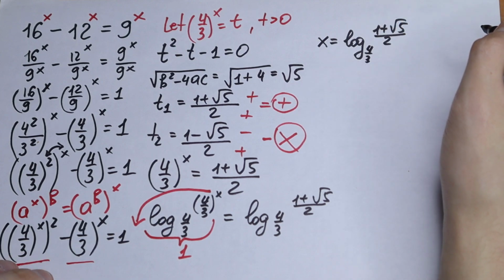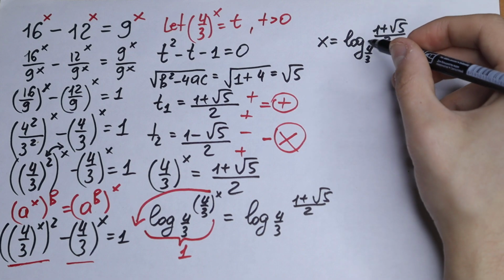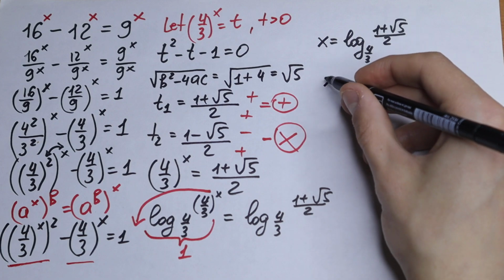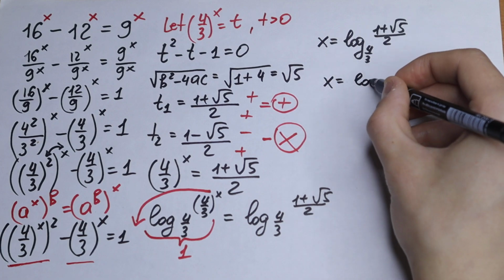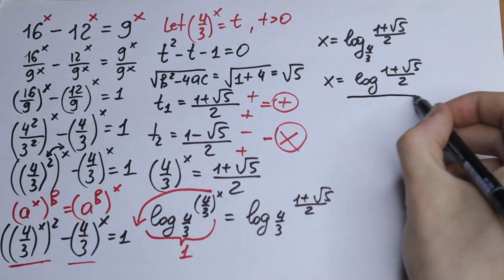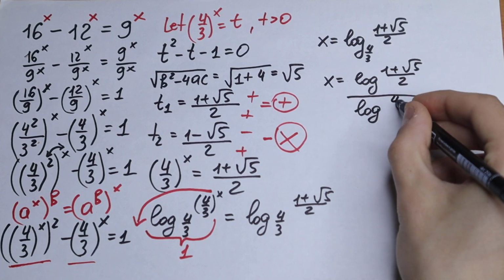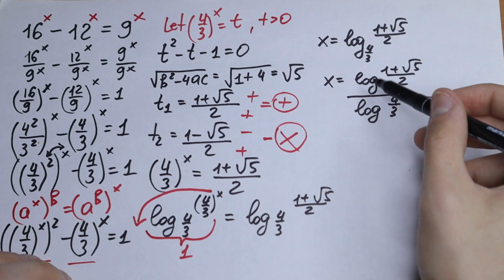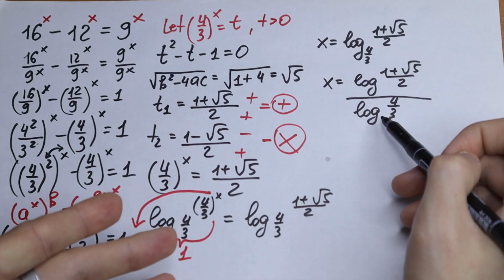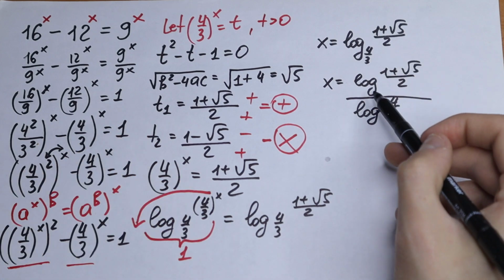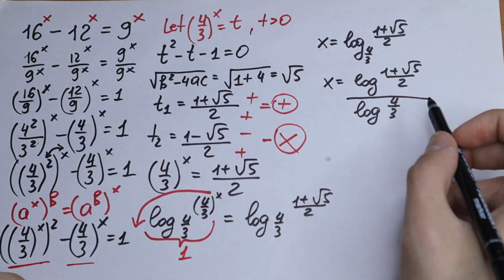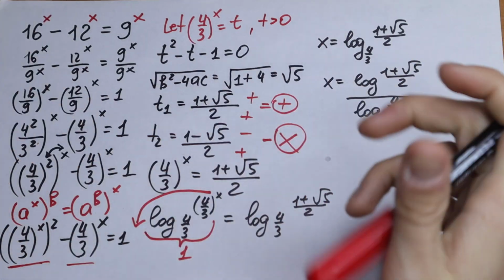We can simplify this a little bit, because we can use the base of 10 right here. So how can I do this? We can write the final answer in a different way, so our x will be equal to log of 1 plus square root of 5 over 2, all over log of 4 over 3. And of course it's easy to calculate on our telephone, because we just write log of 4 over 3 and log of 1 plus square root of 5 over 2, and we divide numerator and denominator. So this will be our answer, one and only answer.